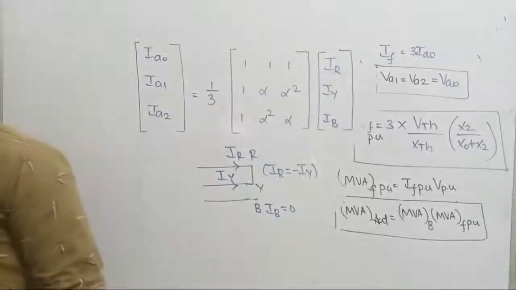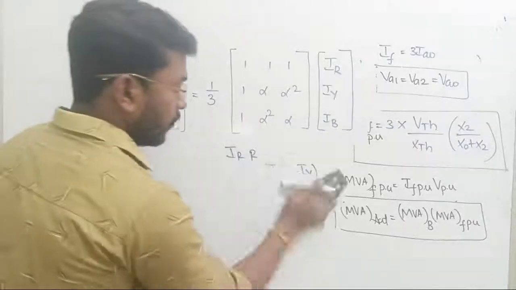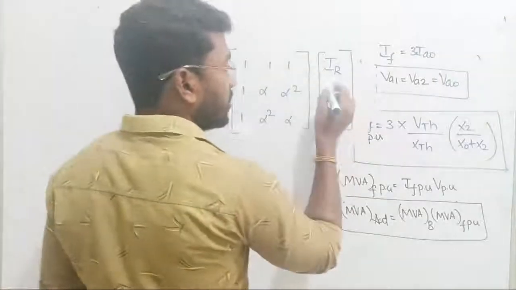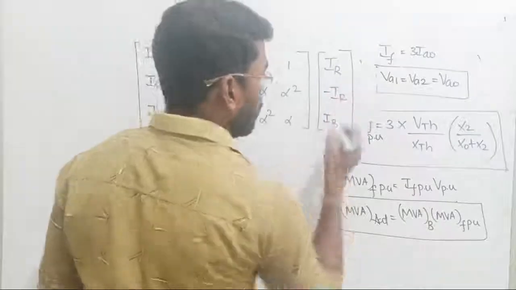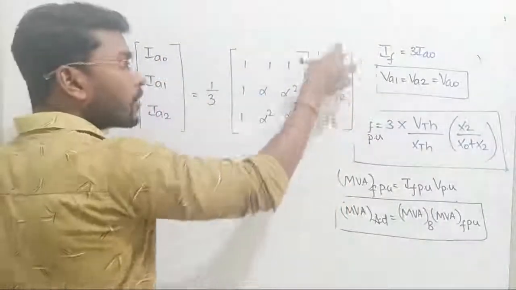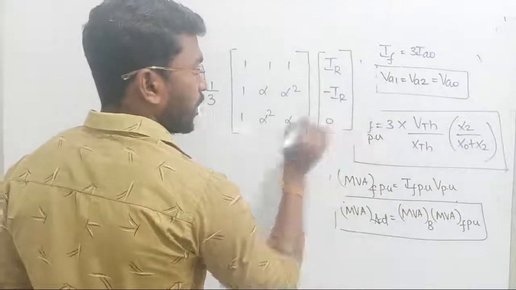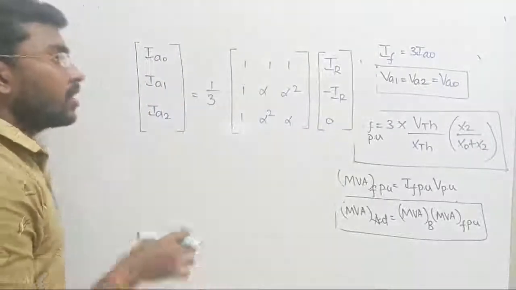But anyway, according to the given conclusion, what I have done here, let me write the relation. IY should be equal to minus IR. We saw this in line to line fault; a short has occurred between R and Y. IB is going to be 0 ampere. Such that you are requested to, right?